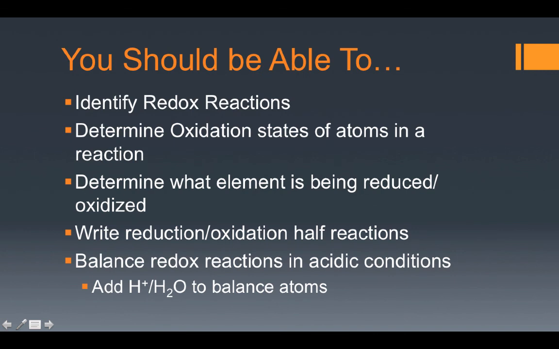So here we have our list of things you should be able to do at this point. You'll notice it's extremely similar to the list we had before. The only thing we're really adding in here is being able to balance the redox reactions now in acidic conditions, and we do that via the addition of H plus and H2O molecules in order to be able to get our atoms to balance at the same time that we have our electrons to balance.